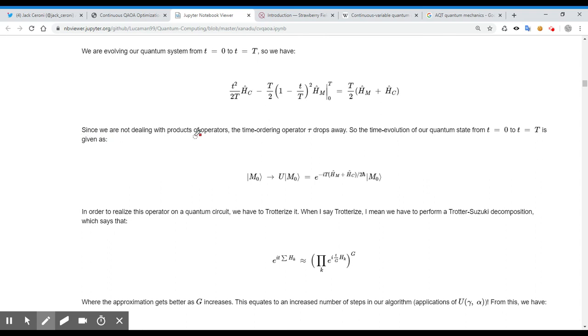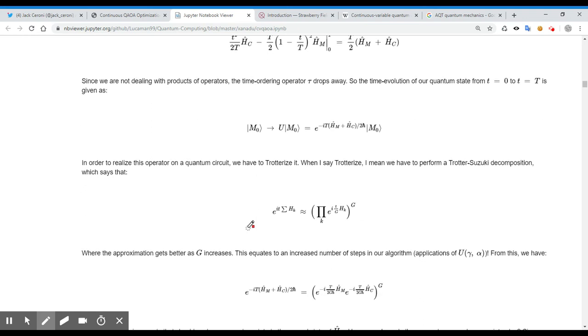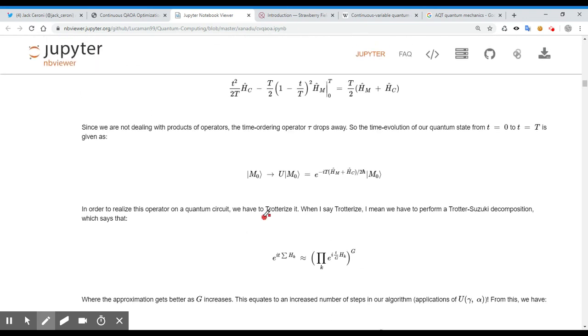I need to realize this operator in a quantum circuit. Oh, again this word. I think I once attempted to understand what this means. In order to realize this operator in a quantum circuit, we have to trotterize it. When I say trotterize, I mean we have to perform a Trotter-Suzuki decomposition.